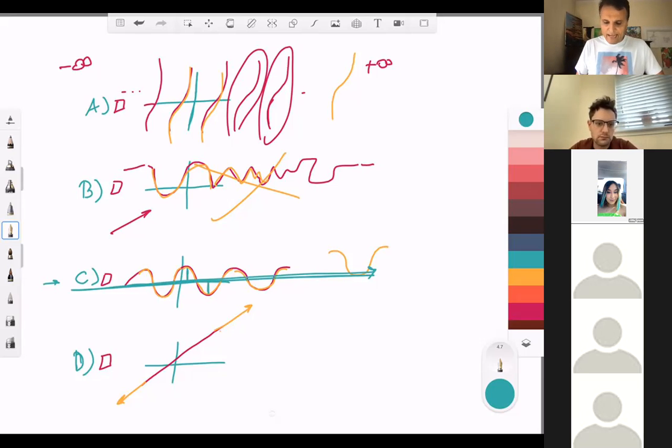But we don't have an amplitude for this type of graph. If this is a midline, this much we have no idea, because one is going to go to positive infinity, and that one is going to go to negative infinity. So we don't have amplitude for that type of graph, which is a graph of tangent and cotangent.